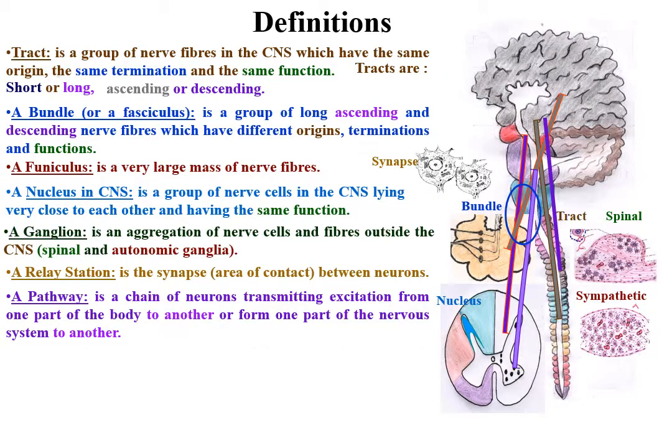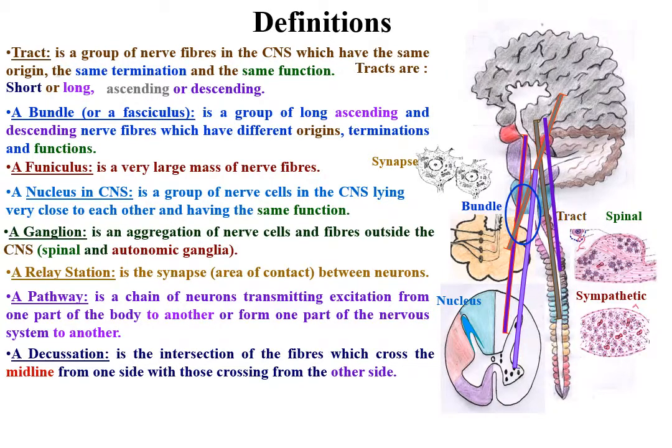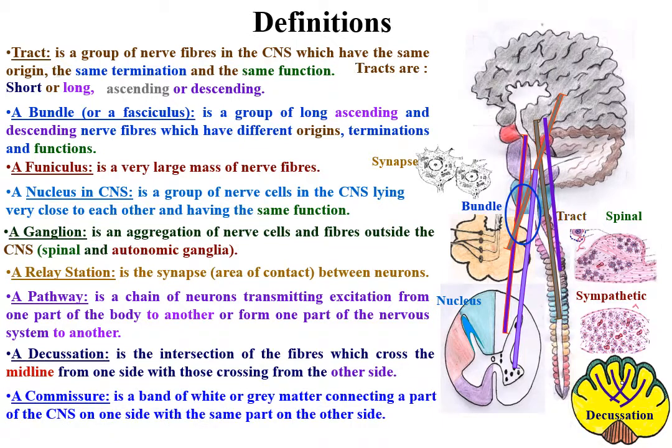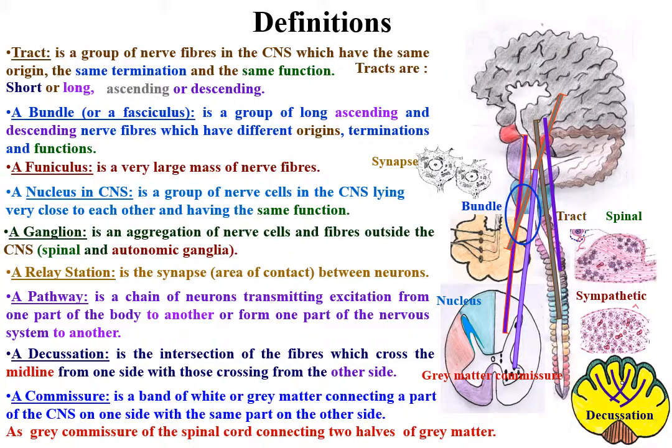A decussation is the intersection of the fibers which cross the midline from one side with those crossing from the other side. Commissure is a band of white or gray matter connecting a part of the central nervous system on one side with the same part on the other side, as the gray commissure of the spinal cord, connecting the two halves of the gray matter.